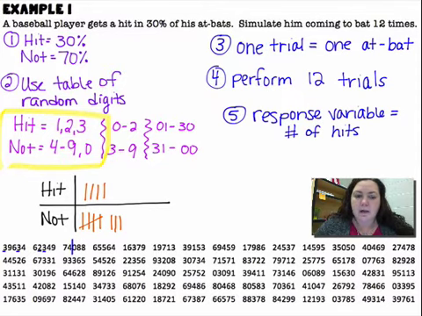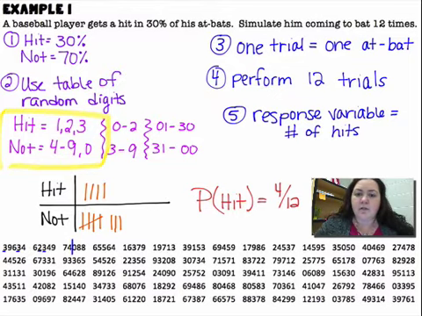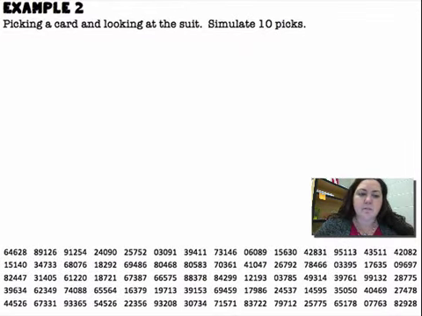So now I've run the simulation. And then you could be asked various questions like what's the probability of a hit? Well, 4 out of 12. The probability of not a hit would be 8 out of 12. And so forth.